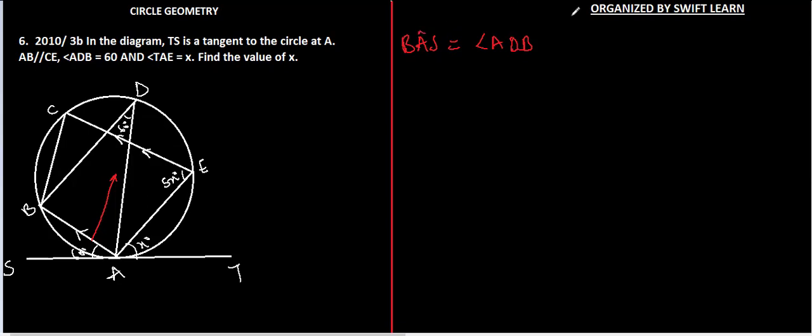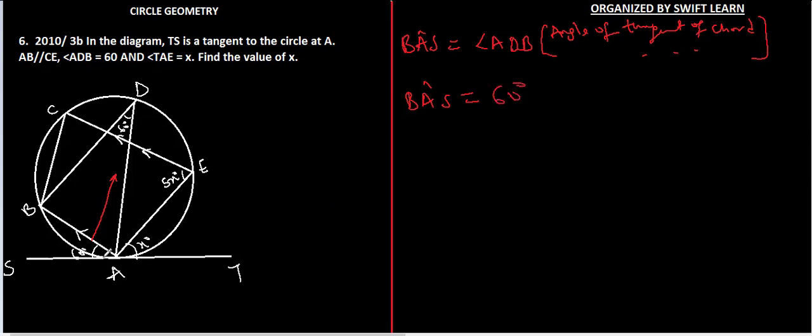Why? The angle of tangent to a chord, because of our time I might not write it, I've written it several times, equals the alternate segment. So I will say BAS equals 60 degrees. Now I need to get this part. That's the remaining part.